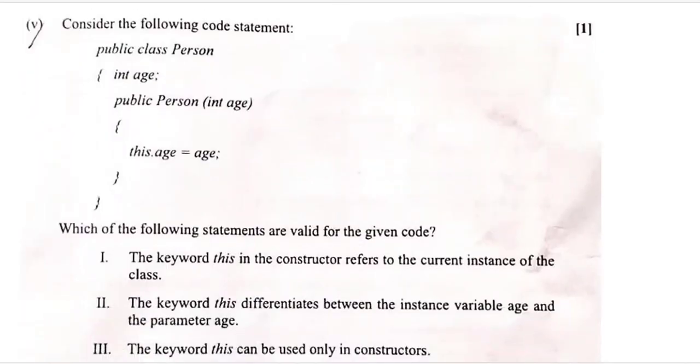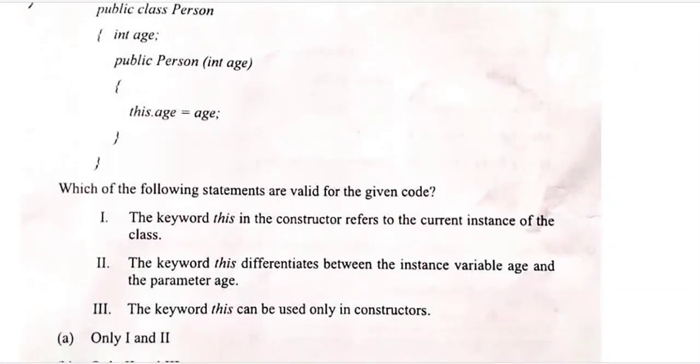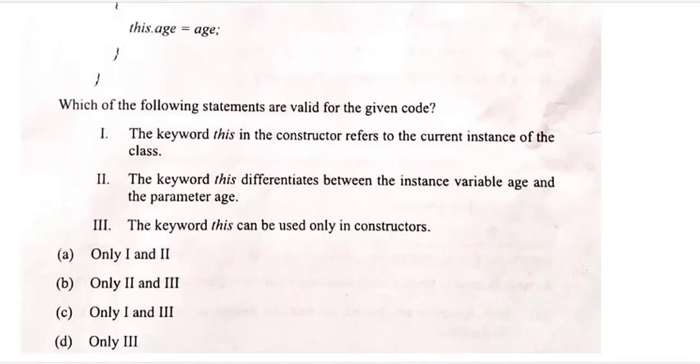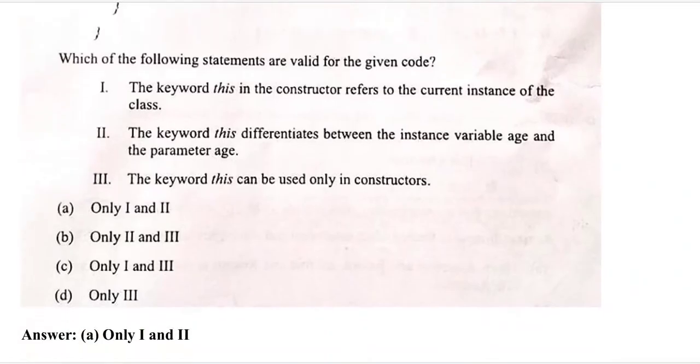Question 5 here mentions: consider the code given, class Person, int age, public Person(int age), this dot age equals age. Which of the following statements are valid for the given code? First statement: the keyword this in the constructor refers to the current instance of the class. Second: the keyword this differentiates between the instance variable age and the parameter age. Third: this keyword can only be used in constructor. Now, out of them, which are the true statements? Let us see the answer.